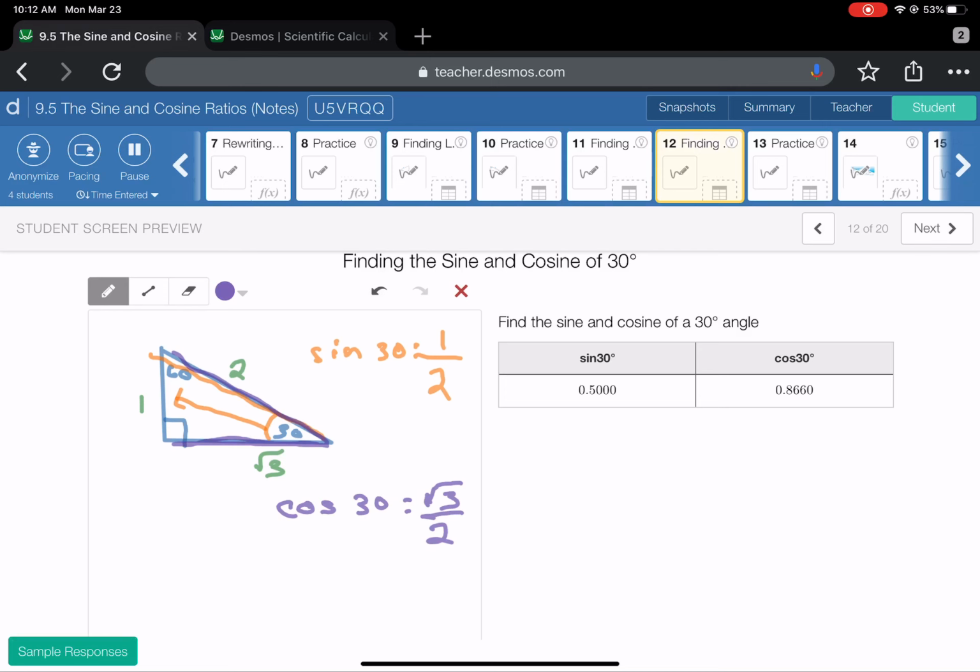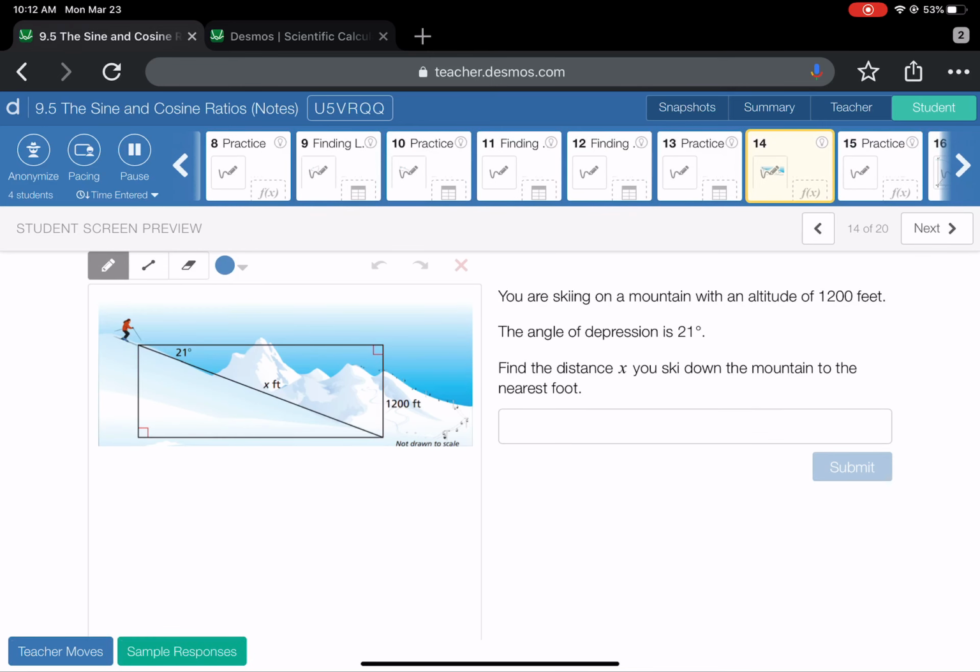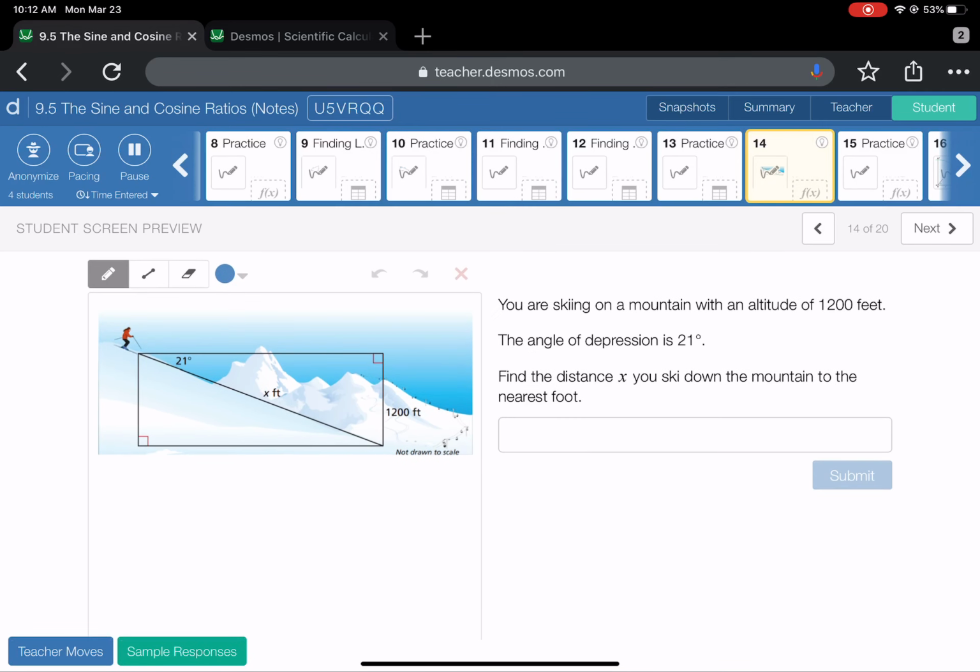There we go. All right. Here is our application to a real life problem. Let's say you're skiing down a mountain and the altitude that you're skiing down is 12,000 feet. So this is this side of the right triangle. Okay, the angle of depression.